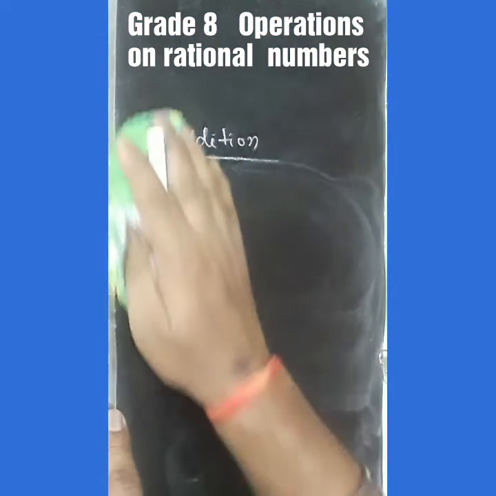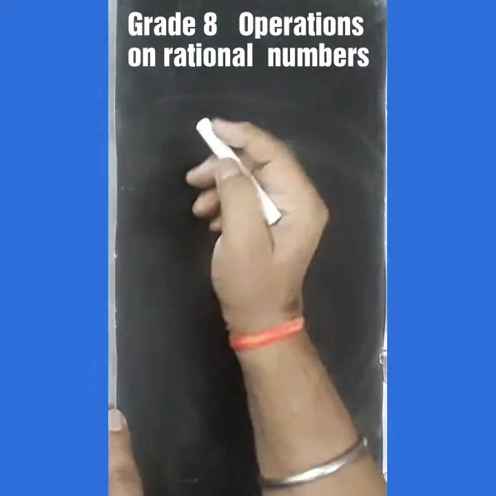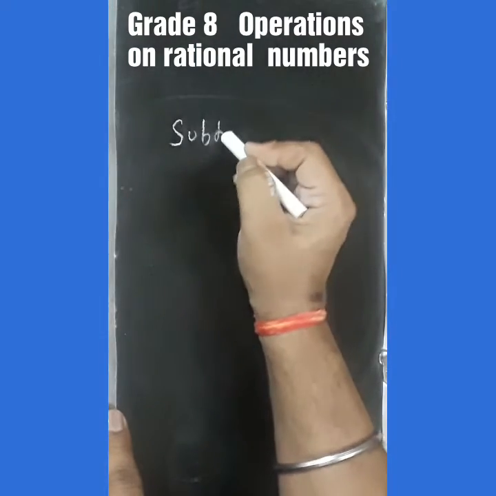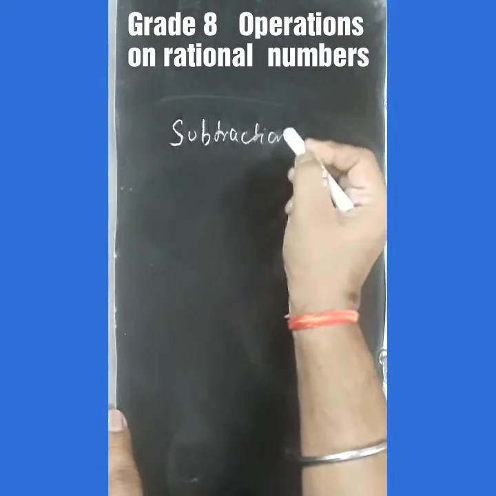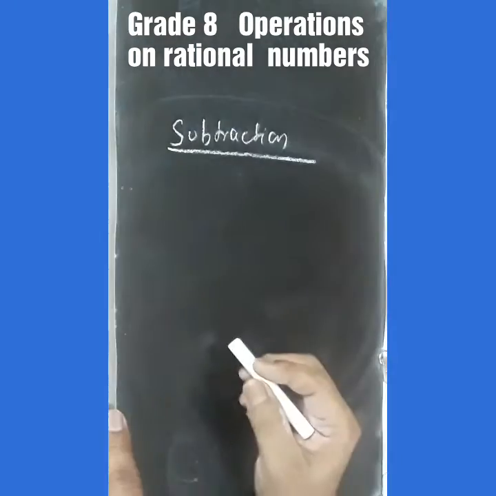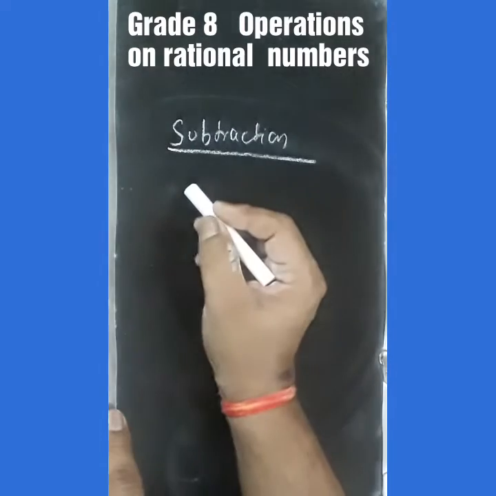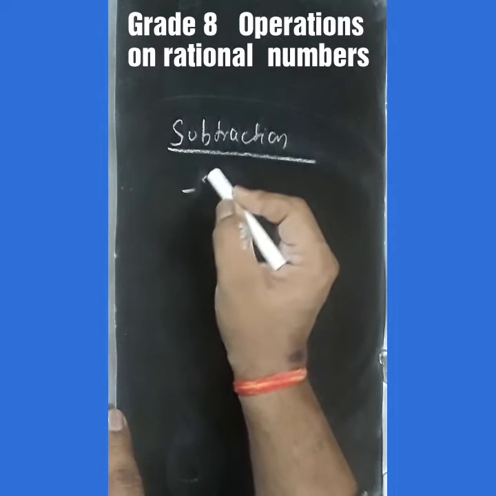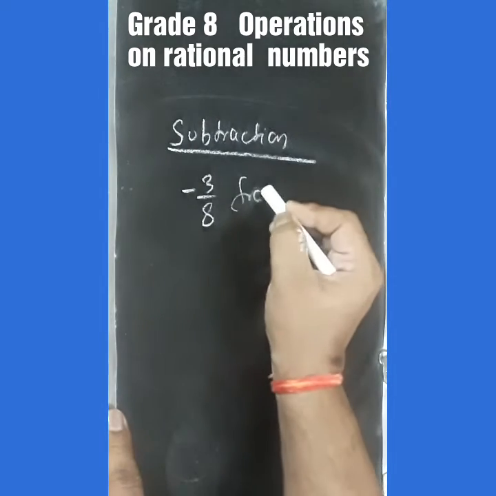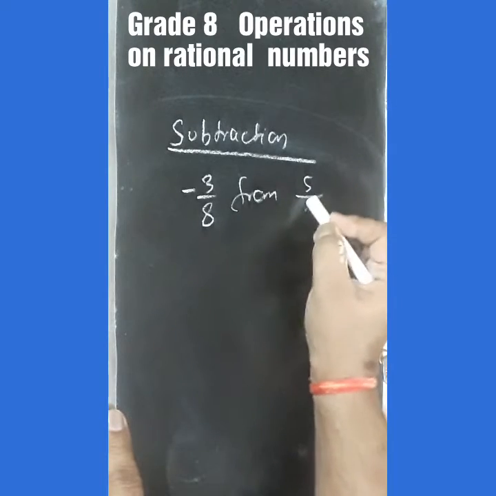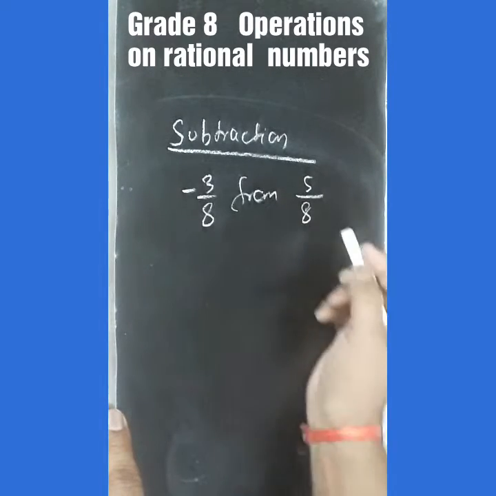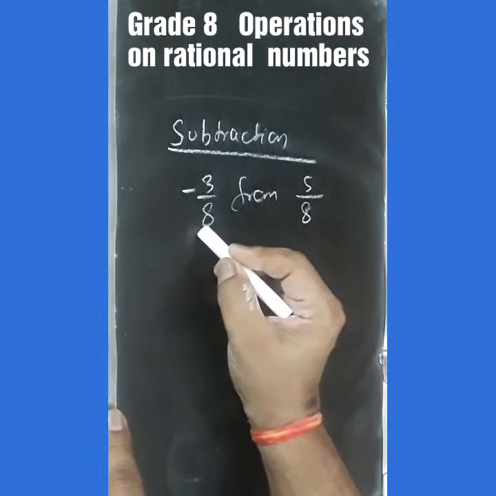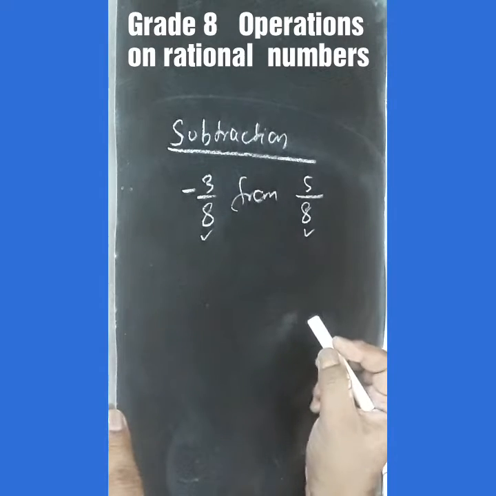Now we will see subtraction of rational numbers. Suppose we have to subtract minus 3 by 8 from 5 by 8. Here we have taken two numbers with the same denominator.